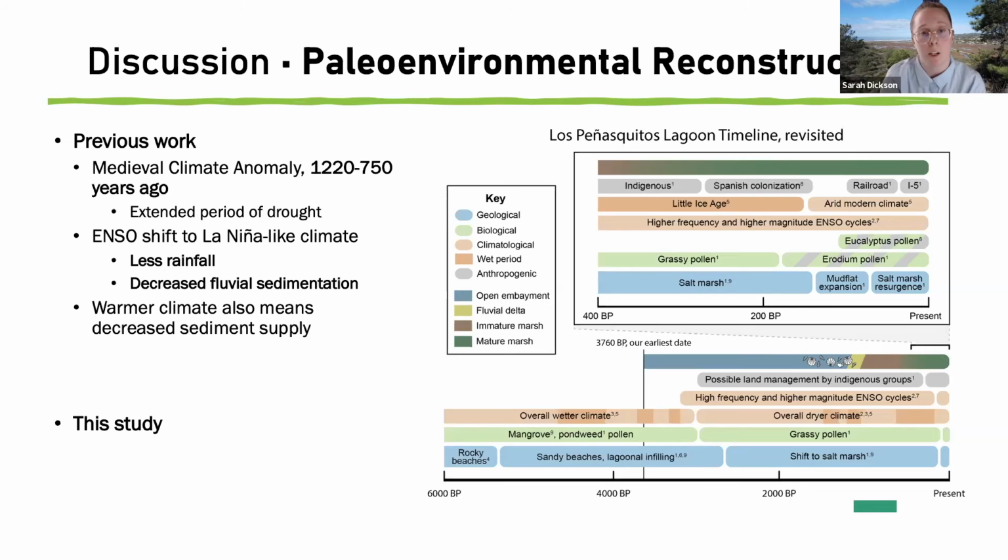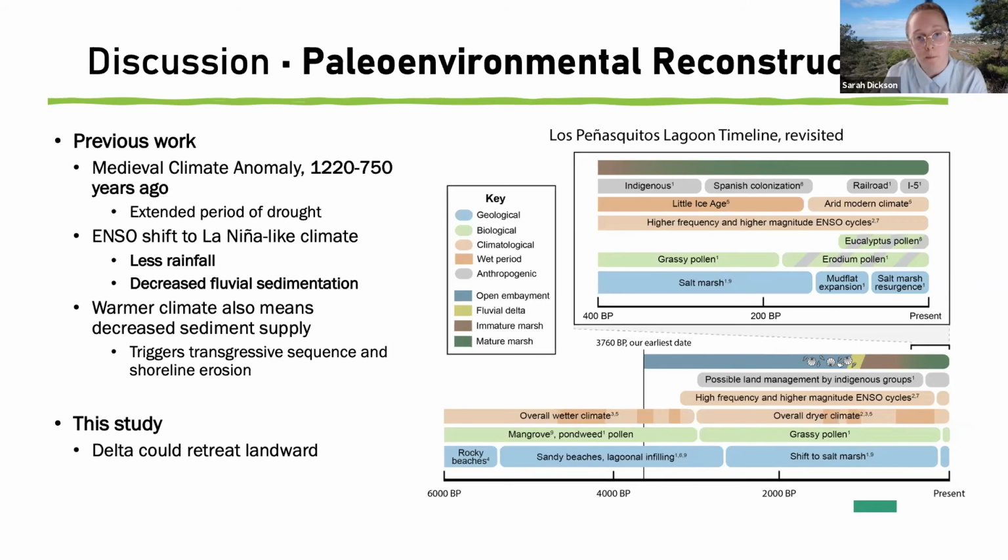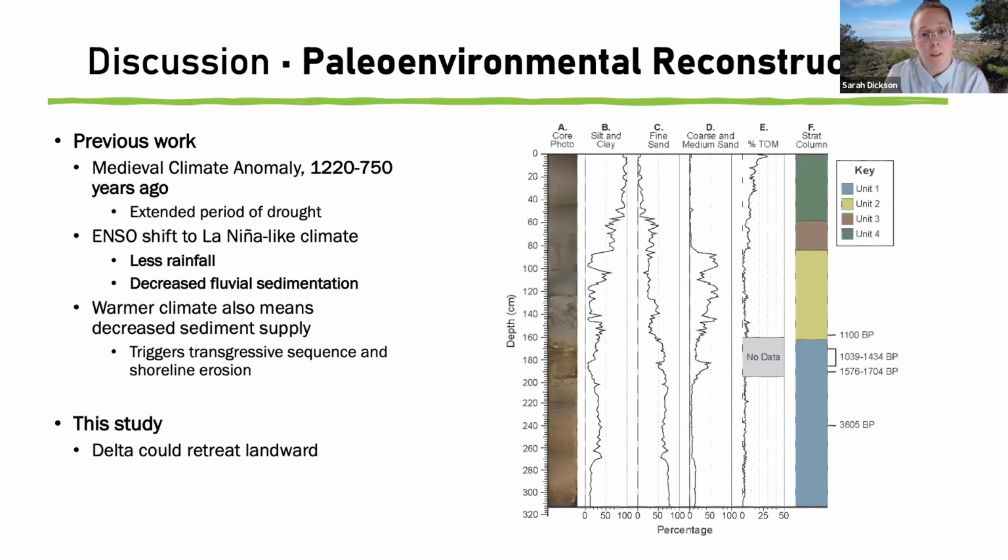In addition to the effects of a La Nina-like regime, a shift to a warmer climate in general can cause a reduction in sediment supply, triggering a transgressive sequence in shoreline erosion. In the context of this study, that means something like a fluvial delta could begin to retreat landward. So we see the effects of this in the transition from Unit 2 to Unit 3 in Los Peñasquitos Lagoon. There is a sharp upward contact between the two units, likely representing a period of non-deposition or erosion caused by the climatic shift to a drier La Nina regime.